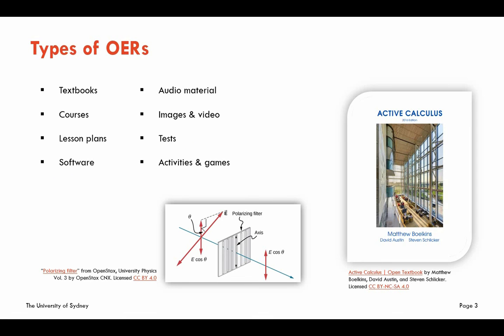OERs take a variety of forms, including textbooks, activities, texts, lesson plans and entire course outlines. Some OERs also include openly licensed media elements, which can be used within courses, and audio material, images, videos, and even software is available through OER platforms. While we're talking about what OERs include, it's probably a good time to clarify what OERs are not.